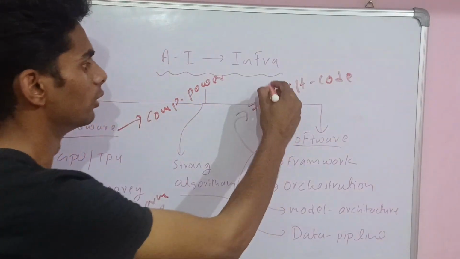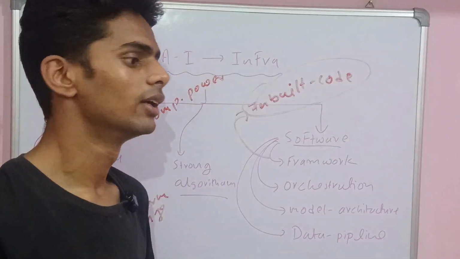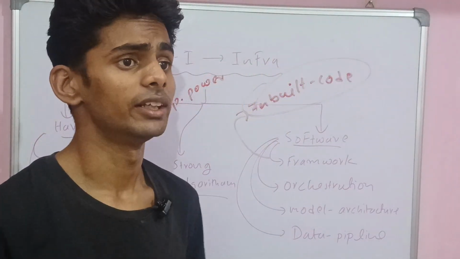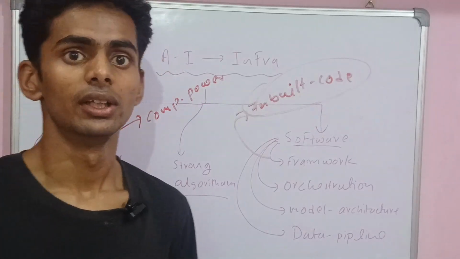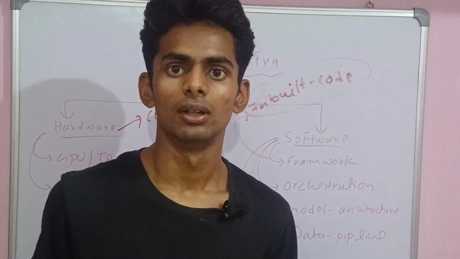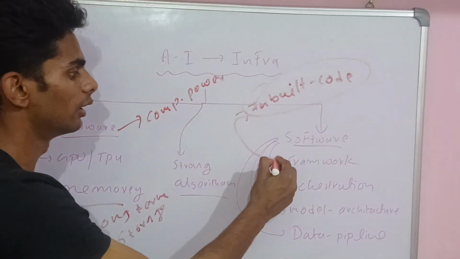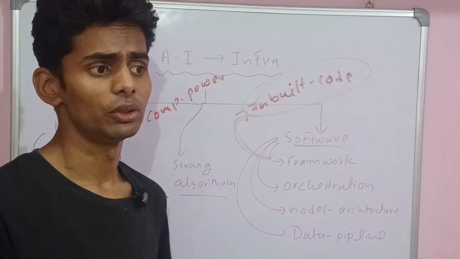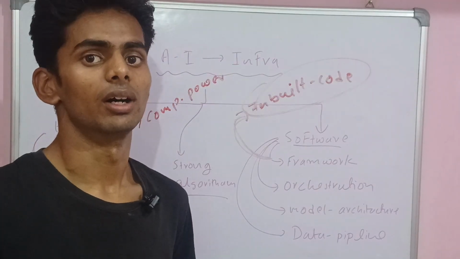So inbuilt code is already written code. When you're making an AI model, you need a huge amount of mathematical equations, calculus, and huge lines of code. So frameworks help us by giving you inbuilt code. You just need to mention it and adjust it a little bit, and you get an output.